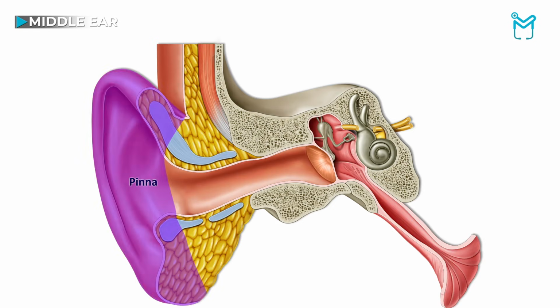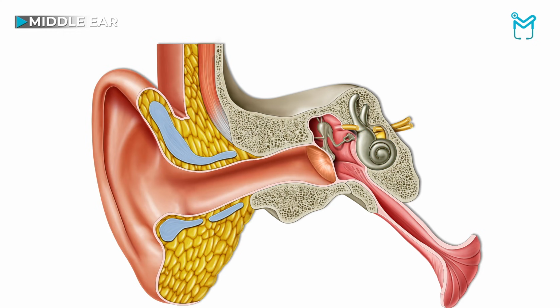Hello everyone. In this video, we are going to learn about the middle ear. The ear is structurally divided into three parts. The outer part is made up of the pinna and external auditory canal. The next one is the middle ear. The final structure of the ear is the inner ear. So, the ear is divided into three parts: outer, middle and inner ear.